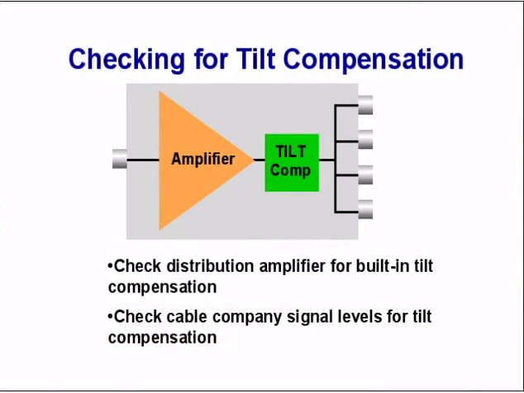Check the output of your system before installing a tilt compensator to make sure it's needed. Cable companies routinely apply excessive tilt compensation before the drop to a home. The high cable channels above 50 are already at higher amplitudes.